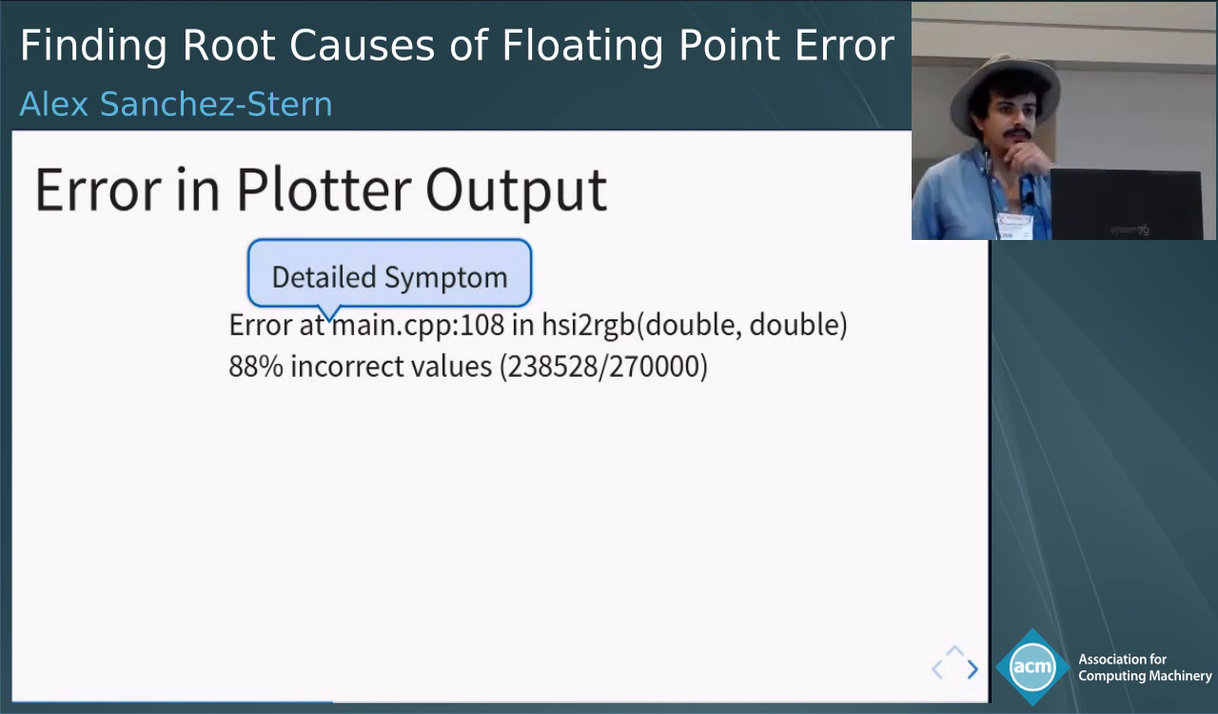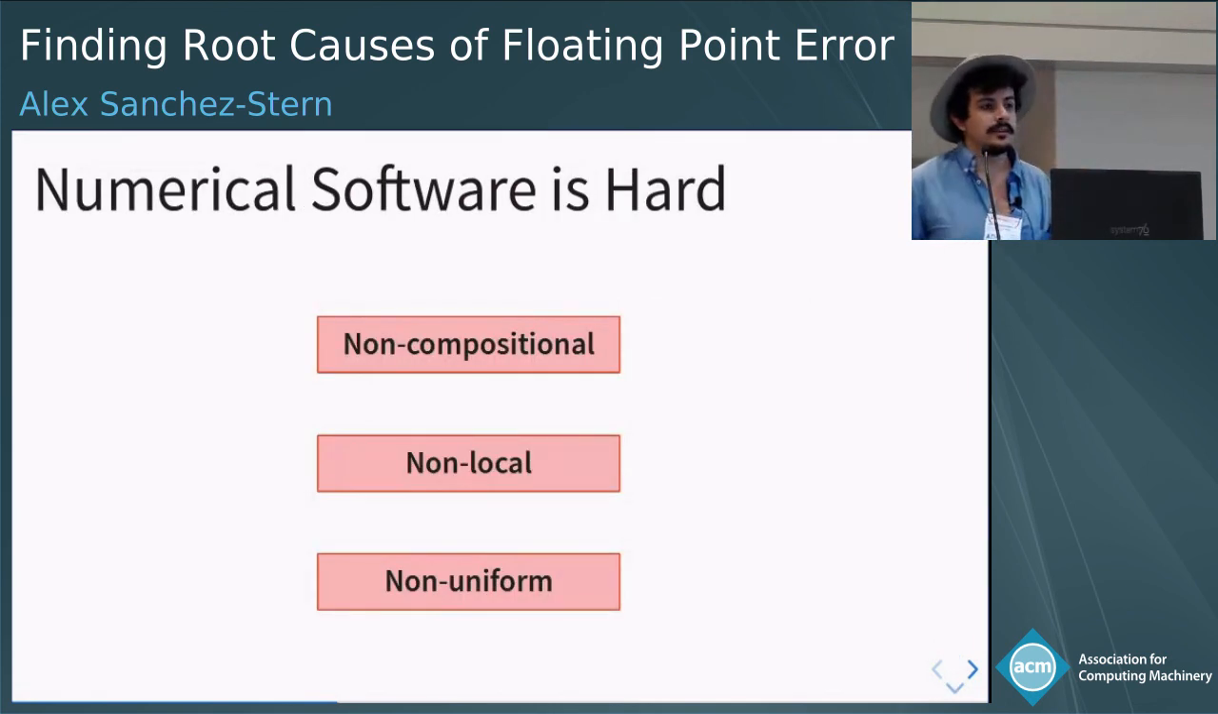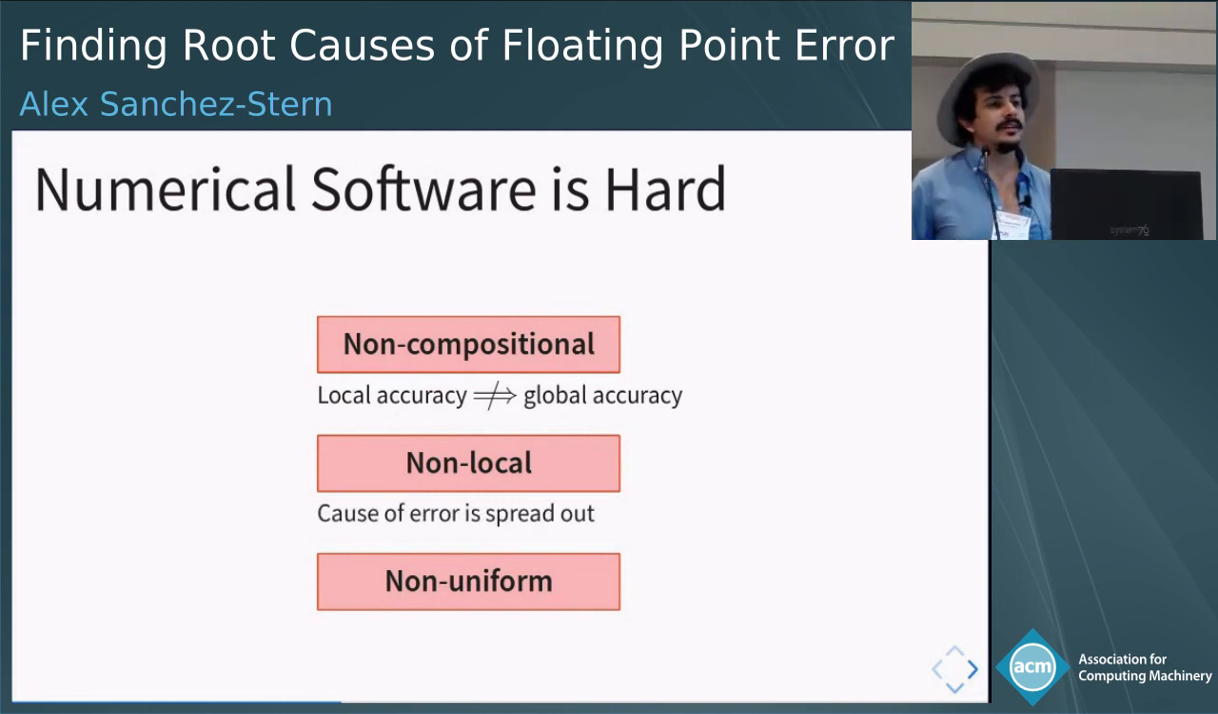And finding the root cause of the floating point error is really hard for several reasons. Floating point error is non-compositional, meaning that local accuracy doesn't necessarily lead to global accuracy. It's non-local, meaning that the causes of error can be spread across the program. And it's non-uniform, meaning that the error you see depends highly on the inputs you give it.